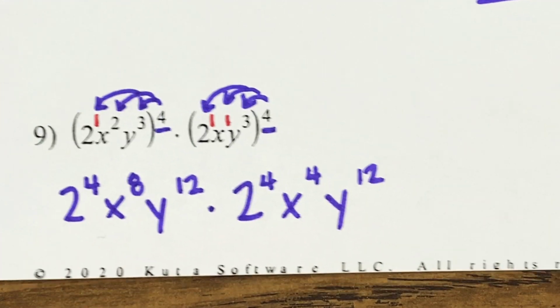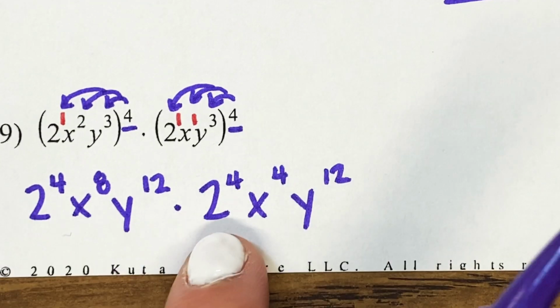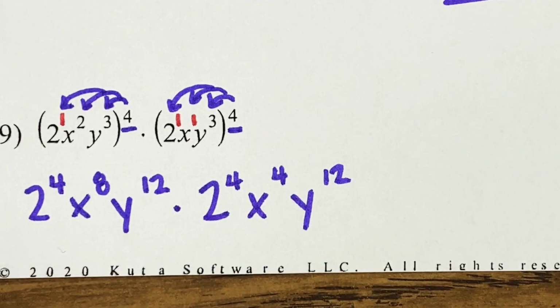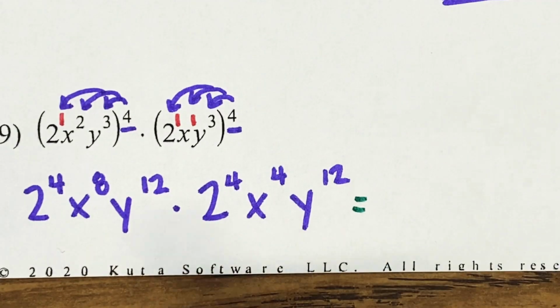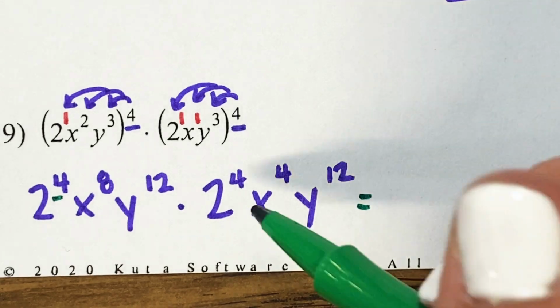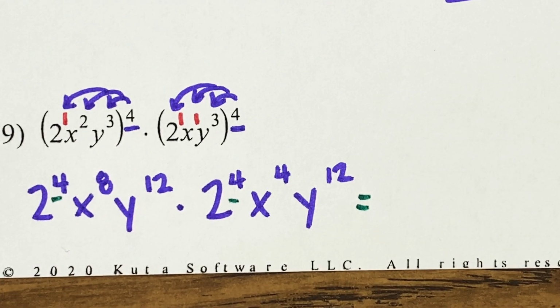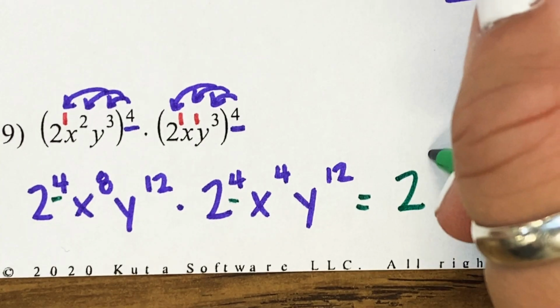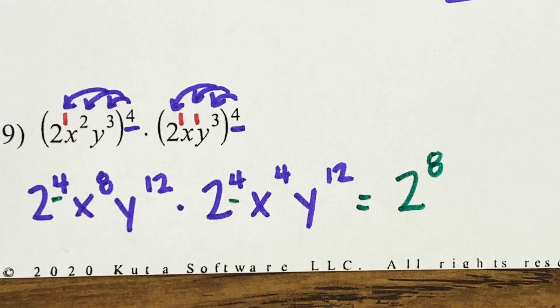So now we need to simplify even more because I see a couple 2's, some x's, and some y's. So we need to combine them. How we combine them is product rule. Notice they're all being multiplied. So let's take our 2's first. I have 4 2's right here. I have another 4 over there. So 4 plus 4, what's that going to be? 2 to the power of 8.